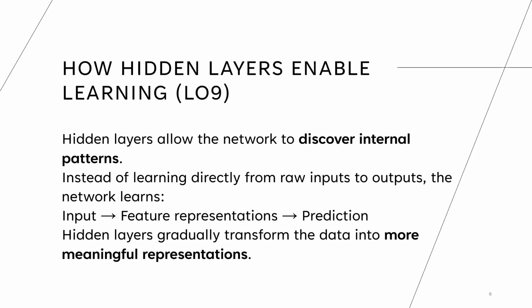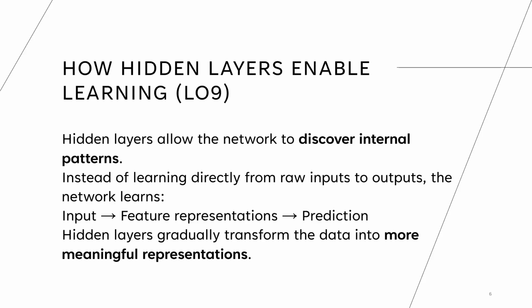Hidden layers play a critical role in how neural networks learn. Instead of learning a direct relationship between raw inputs and final outputs, the network learns intermediate representations of the data. As information moves through the hidden layers, the network gradually transforms the input into more useful features.